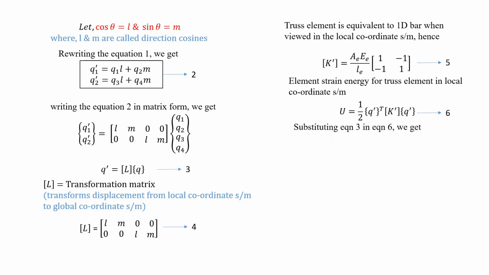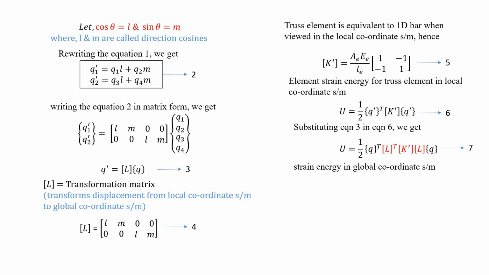Let's substitute equation 3 in equation 6. So we get 1/2 Q transpose L transpose K' L Q. When you substitute the value of Q' in Q' transpose, we get L Q and its transpose. Let me tell you one more property of a matrix. If A and B are two matrices, the transpose of A into B will always equal B transpose into A transpose. The same thing is applied over here.